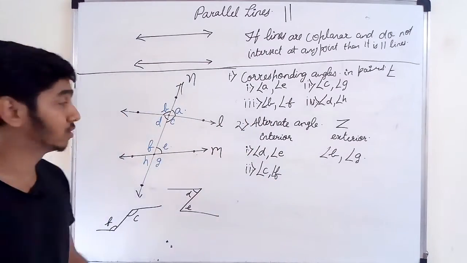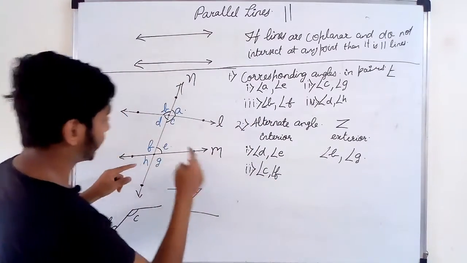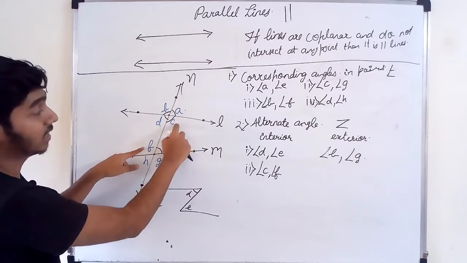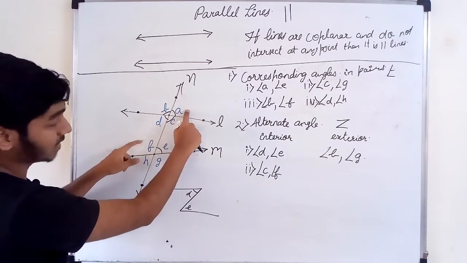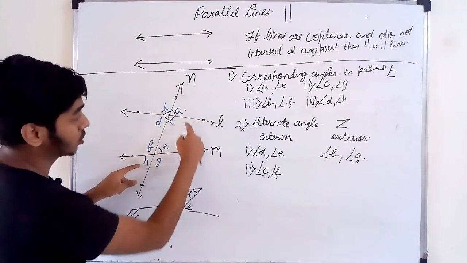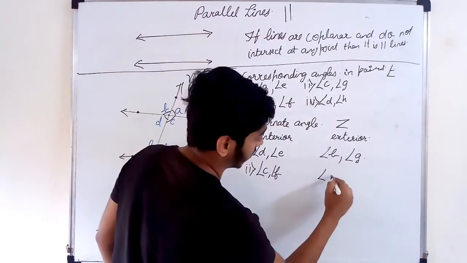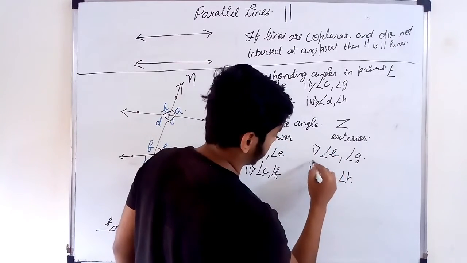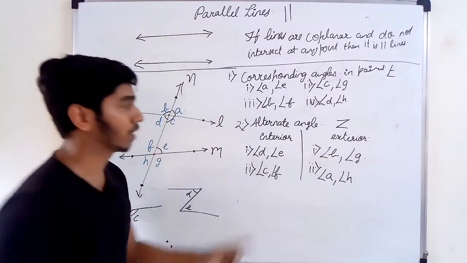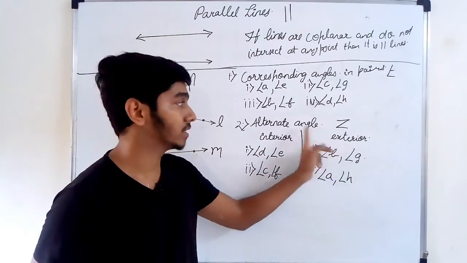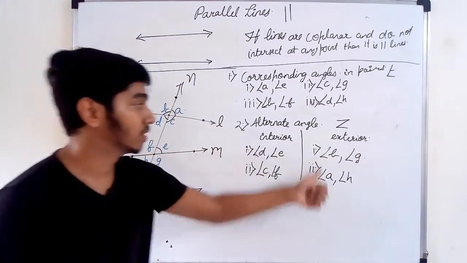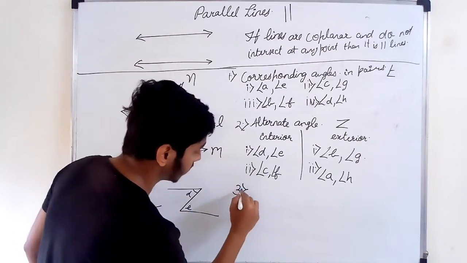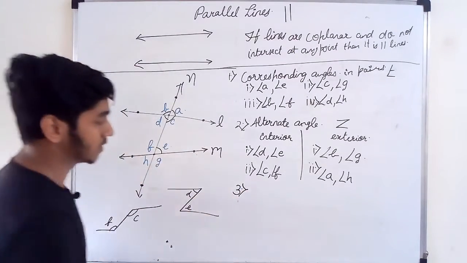I hope you understood. Same way C and F, interior alternate angle. So the exterior for C is A and the exterior for F is H. So A and H. First one, second one. So interior alternate angle and exterior alternate angle. I hope it's pretty easy to understand. The third one, we'll see.